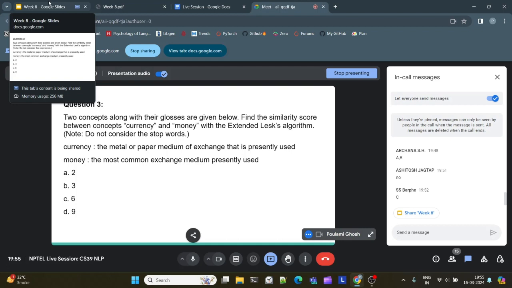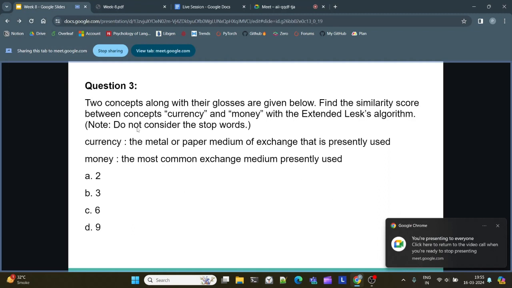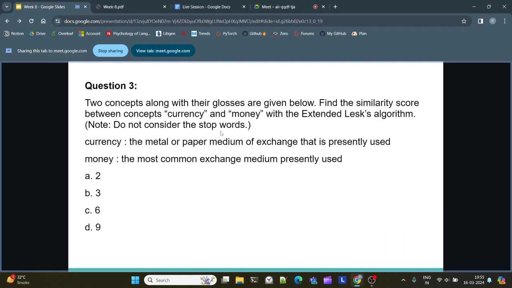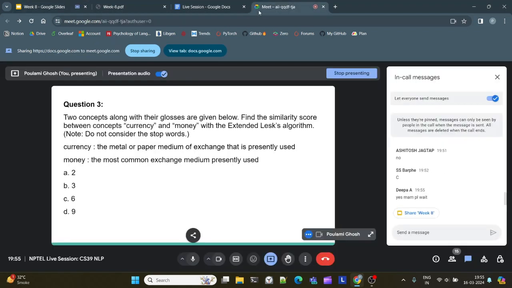Ma'am, what are the common words that we need to consider here? In the gloss, you need to find what are the common words, and you need to ignore the stop words. Okay. Deepa has requested us to wait, so we'll wait for a few more minutes.